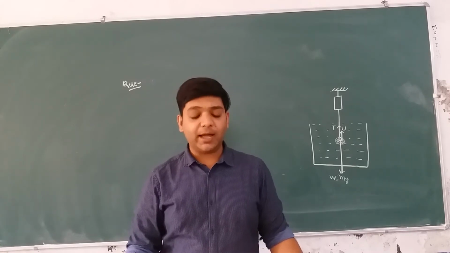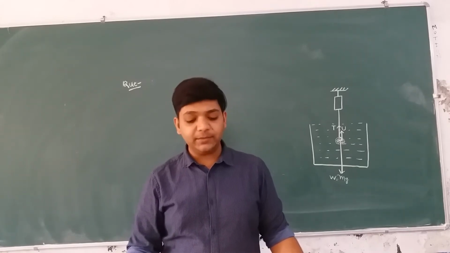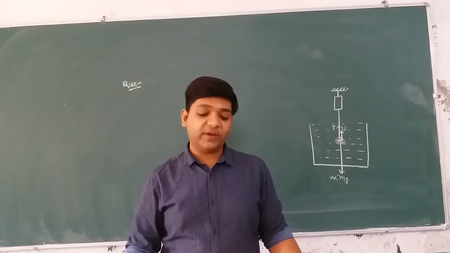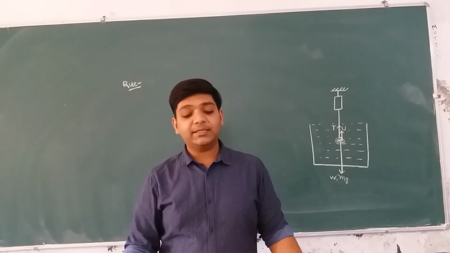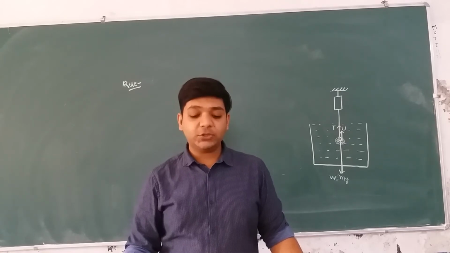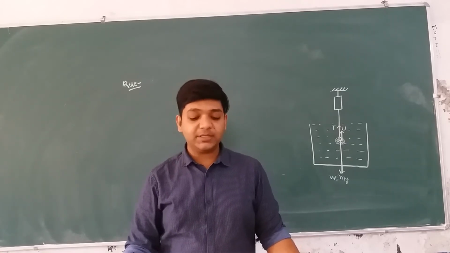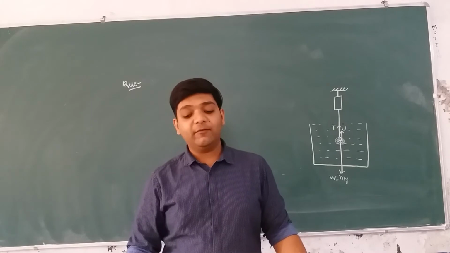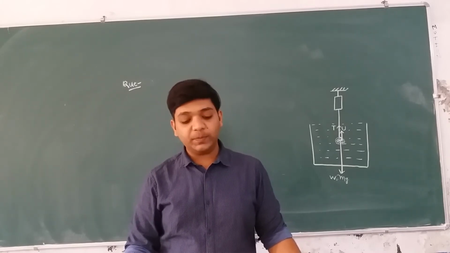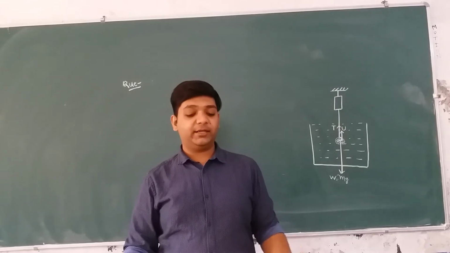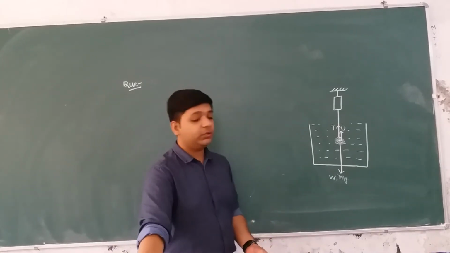I'm repeating the question again. Please listen. A metal cube of 5 cm side and relative density 9 is suspended by a thread so as to be completely immersed in a liquid of density 1.2 into 10 raised to the power 3 kg per meter cube. Find the tension in the thread, right? I hope everyone has noted down the question.